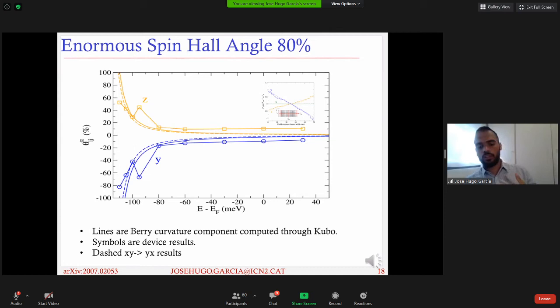The Berry curvature and the device simulation match very well, which indicates that the spin Hall angle probably has a topological origin. And this could also help you understand that when you go close to the Berry curvature, if this is actually a quantum spin Hall insulating state, you expect the spin relaxation length to go to very large values, as I mentioned before.